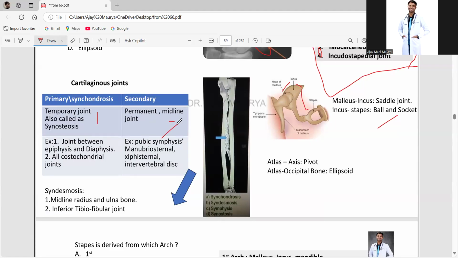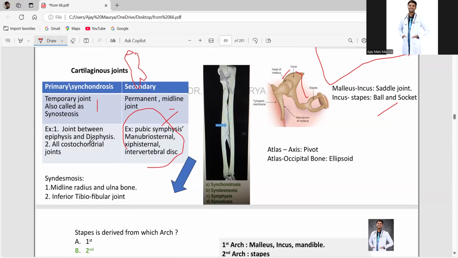Examples are pubic symphysis, manubriosternal, intervertebral. These are all in the midline. Remember, this is the joint between the epiphysis and diaphysis. Here it is always a temporary joint only; later it becomes permanent. Examples: epiphysis, diaphysis, and all costochondral joints.